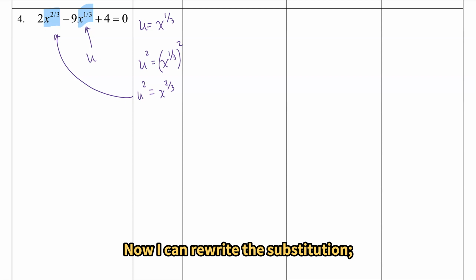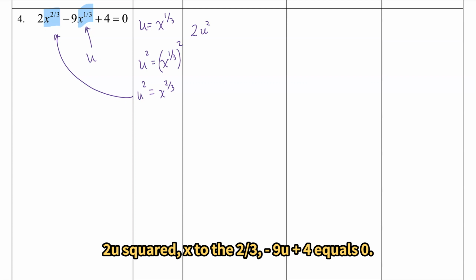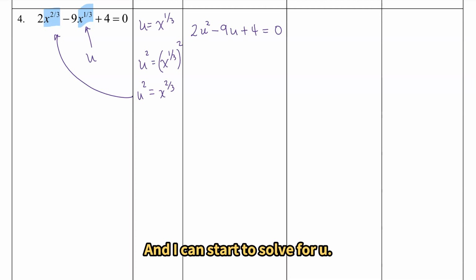Now I can rewrite the substitution. Coefficients will stay the same: 2u squared minus 9u plus 4 equals 0. And I can start to solve for u.